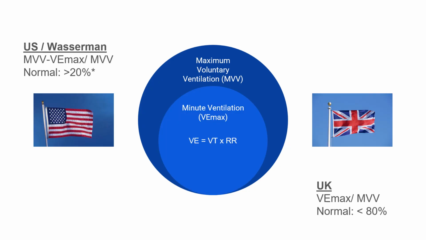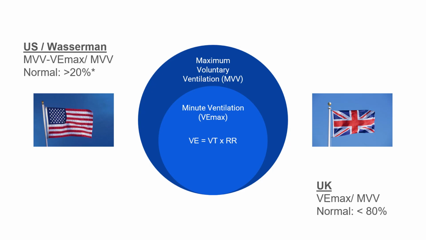Now we're superimposing maximal minute ventilation on top of maximum voluntary ventilation, or MVV, to represent the breathing reserve. So the breathing reserve is the fraction that is left between the maximal minute ventilation and the MVV. Depending on what part of the world you're in, it can be expressed different ways.